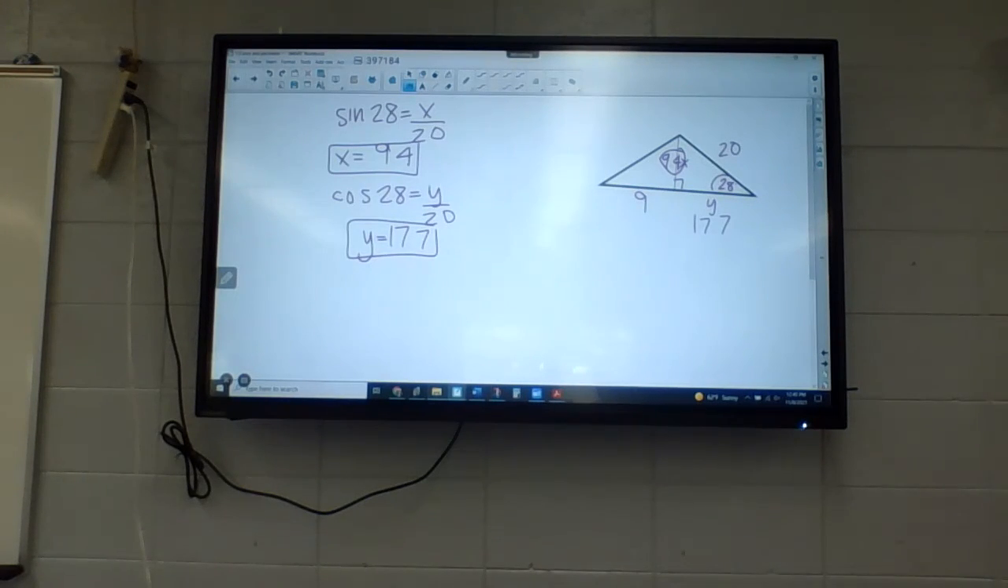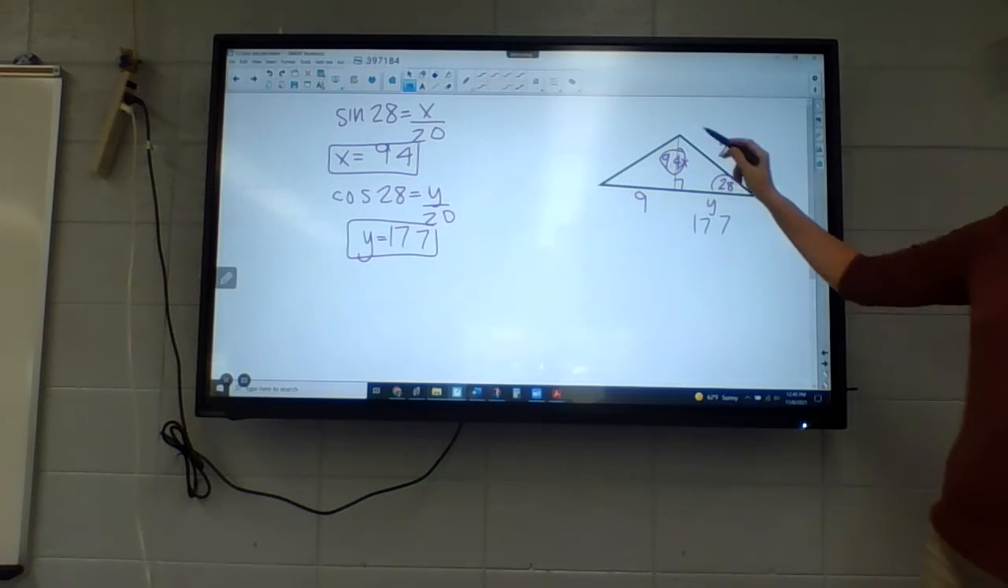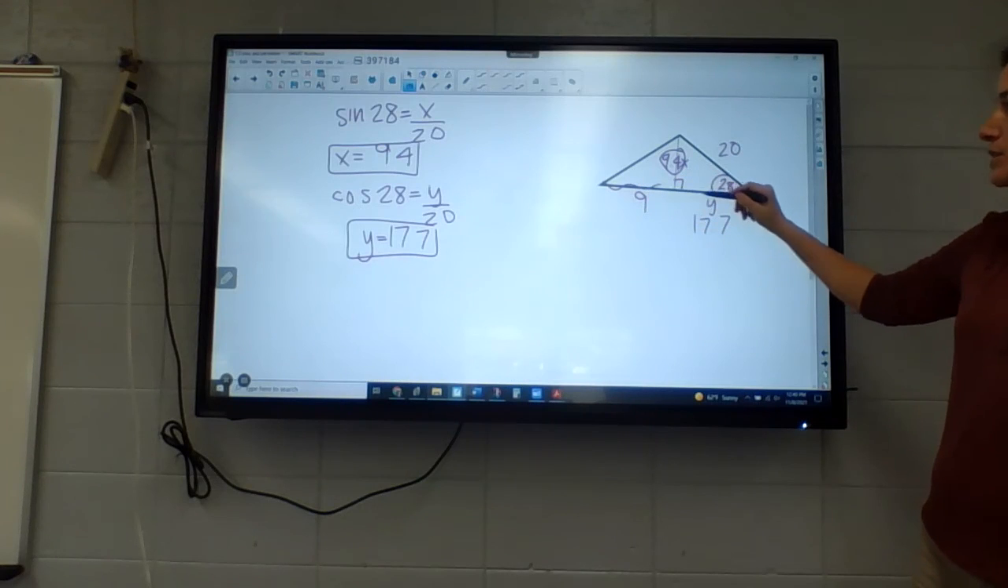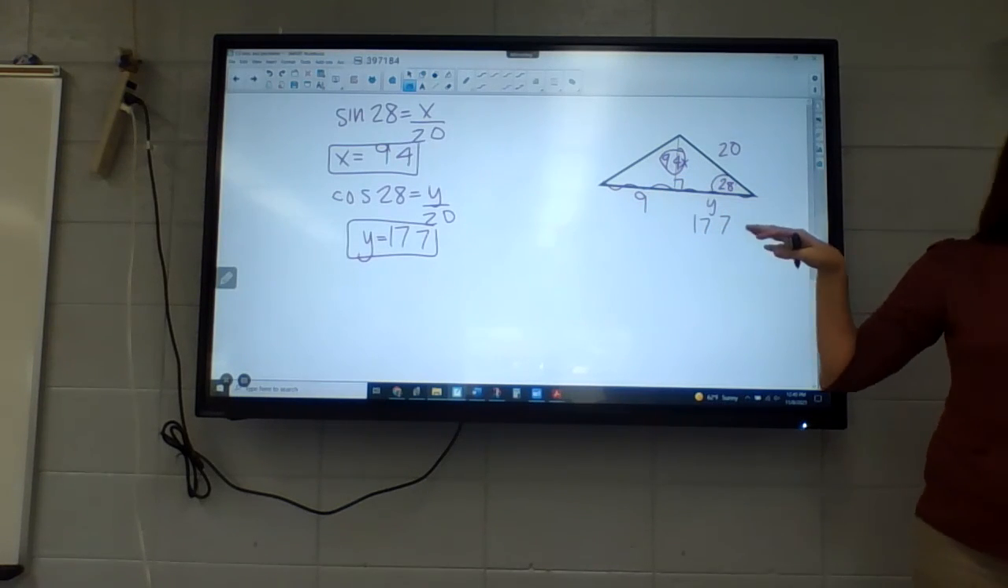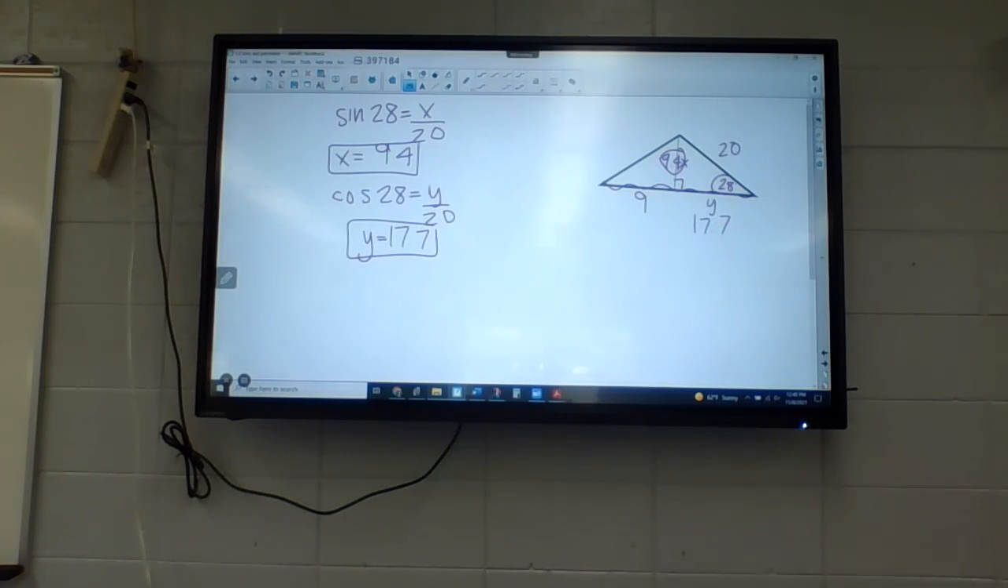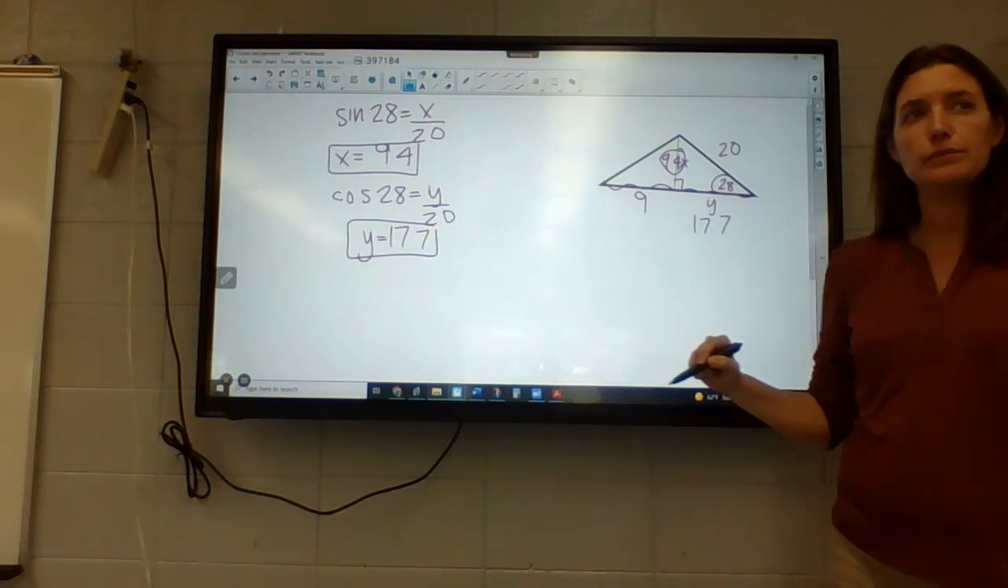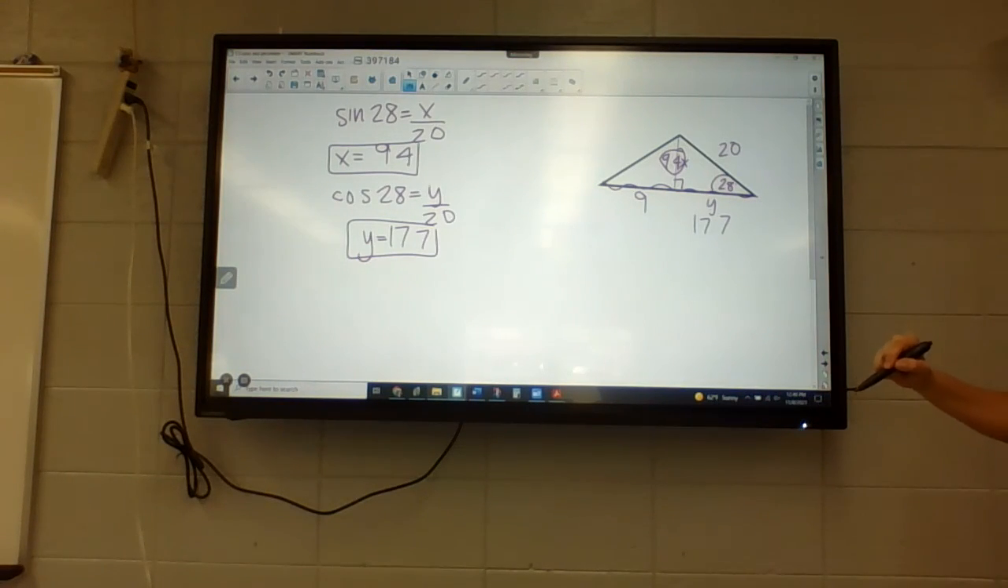Though, we'd have to do base times the height divided by 2. So we'd use the height, but then we'd also need this whole base, which is this whole thing across, and divide it in half, right? Did you need to use those to find that y or no? You could have done Pythagorean theorem. You should have still gotten 17.7, did you? Yeah.